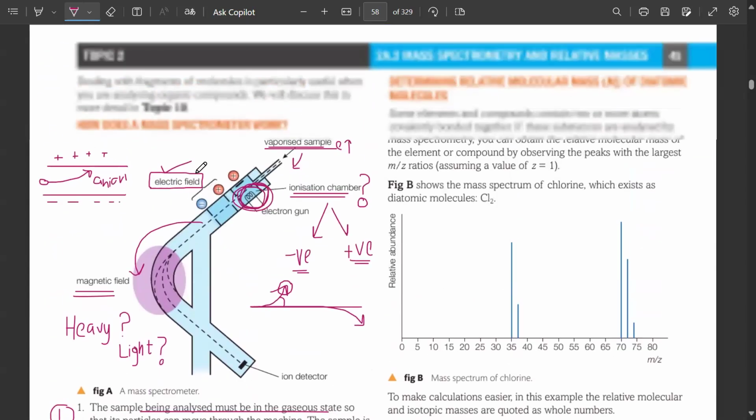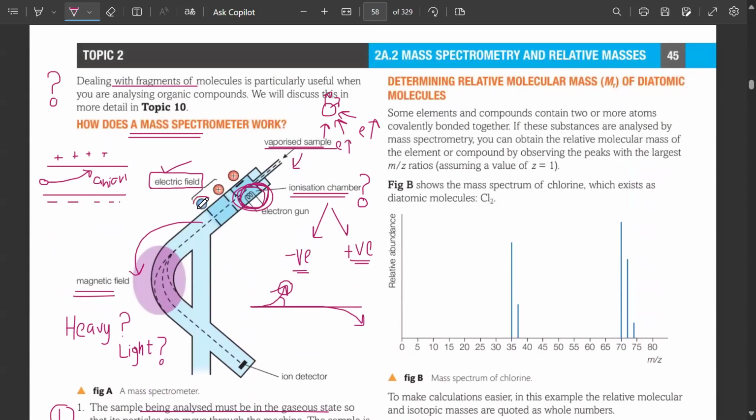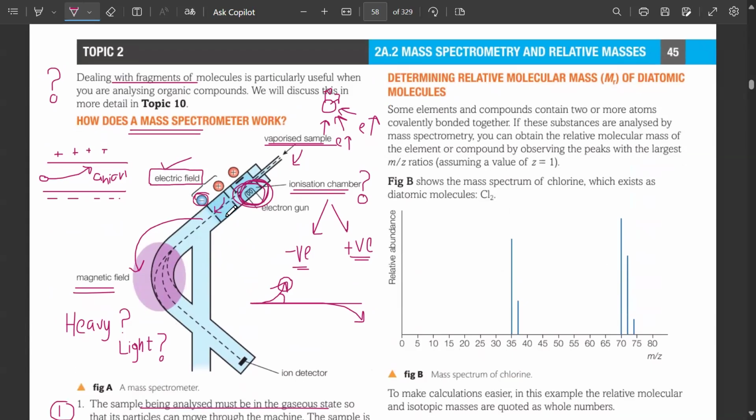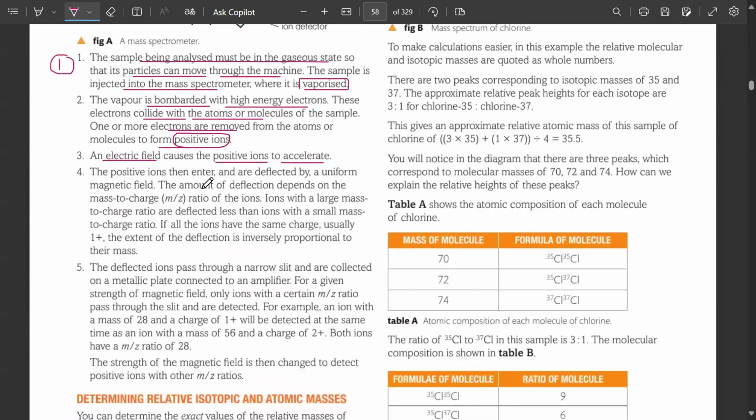How will it accelerate? What will the electric field do here? If it has a negative end over here, the positive ion would be attracted towards it, because it will pull it. Now they are going to enter and are deflected by a uniform magnetic field. This deflection depends on the mass to charge ratio. What is mass to charge ratio? How heavy it is compared to the charge. Good. Now ions with a large mass to charge ratio are deflected less than ions with a small mass to charge ratio. Small ones will deflect more.